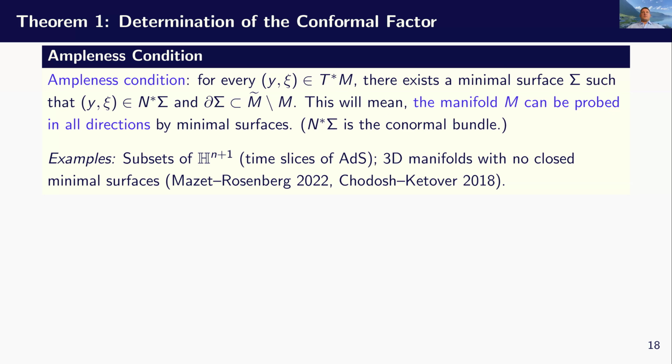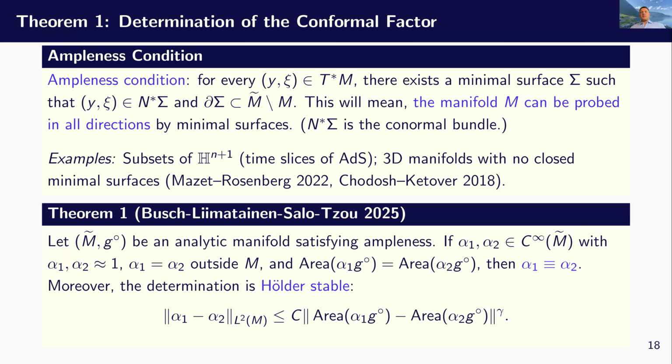Examples of where this ampleness condition holds include subsets of hyperbolic half space, which are timeless AdS spacetime. Also, there are 3D manifolds which admit no closed minimal surfaces, and these are results by the big names in minimal surface theory: Laurent Mazet, Harold Rosenberg, 2022, Otis Chodosh, and Davi Maximo and Daniel Ketover from a few years earlier. So they showed results where this ampleness condition holds. I will give the reference at the end of the talk if you're interested.